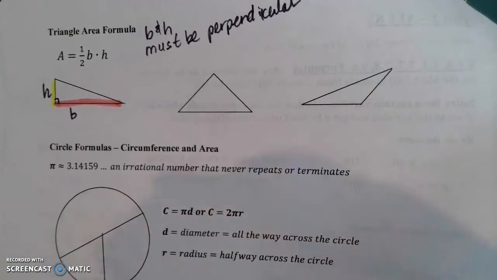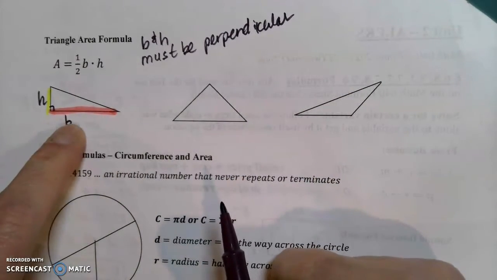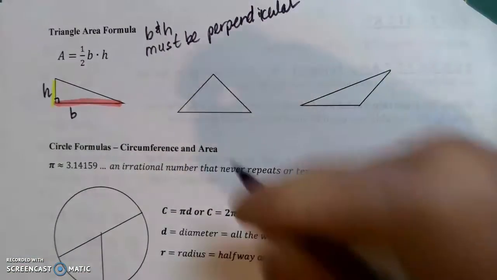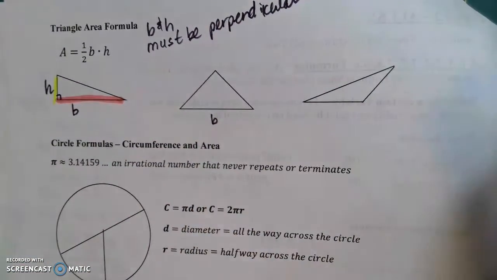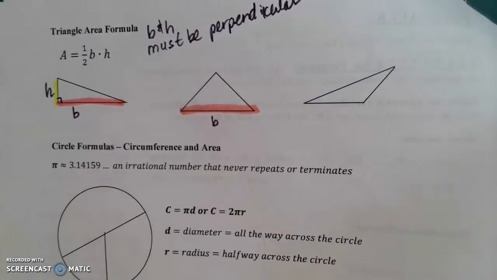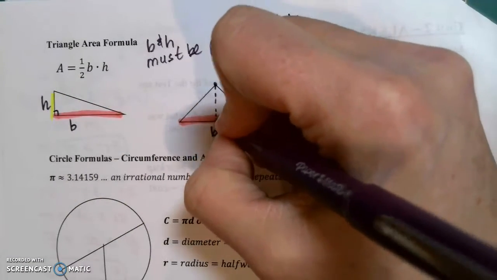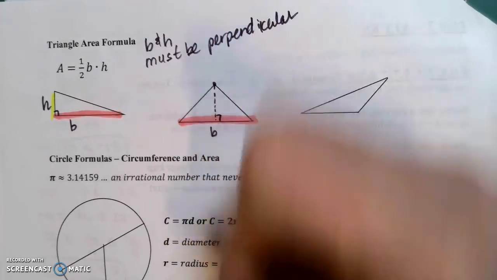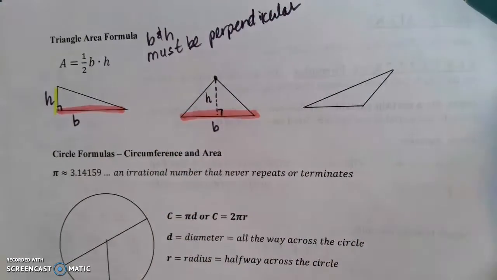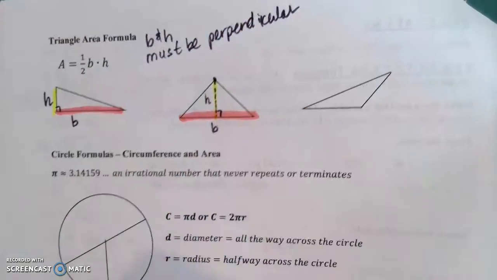In other triangles, the height is not necessarily one of the sides of the triangle. So in this middle version, if I'm going to call this one the base, then the side, I go to from the opposite vertex, and I'm going to sketch in a perpendicular, and that is going to be the height. So it is not one of the sides of the triangle.